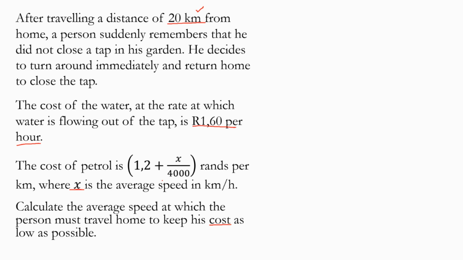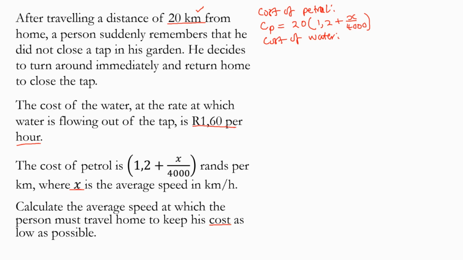So let's start with the cost of petrol. Okay, so it's going to be what? Cost of petrol is going to be, let me write C, P for petrol, 20 times 1,2 plus x over 4,000, because the person traveled 20 kilometers. Okay, right. And then what about the cost of water?